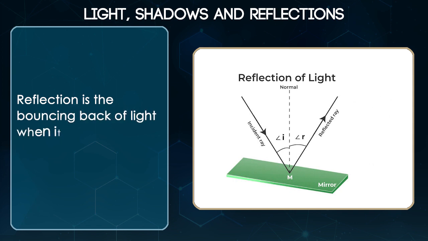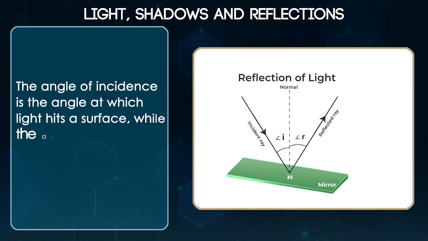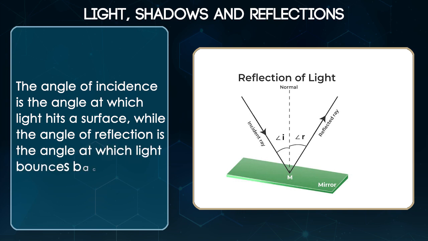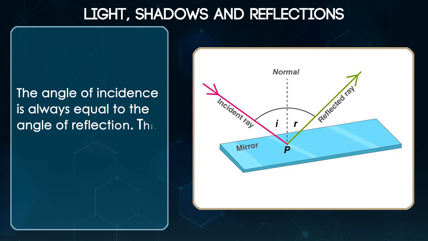Reflection is the bouncing back of light when it hits a surface. The angle of incidence is the angle at which the light hits a surface, while the angle of reflection is the angle at which light bounces back from the surface. The angle of incidence is always equal to the angle of reflection. This is known as the law of reflection.